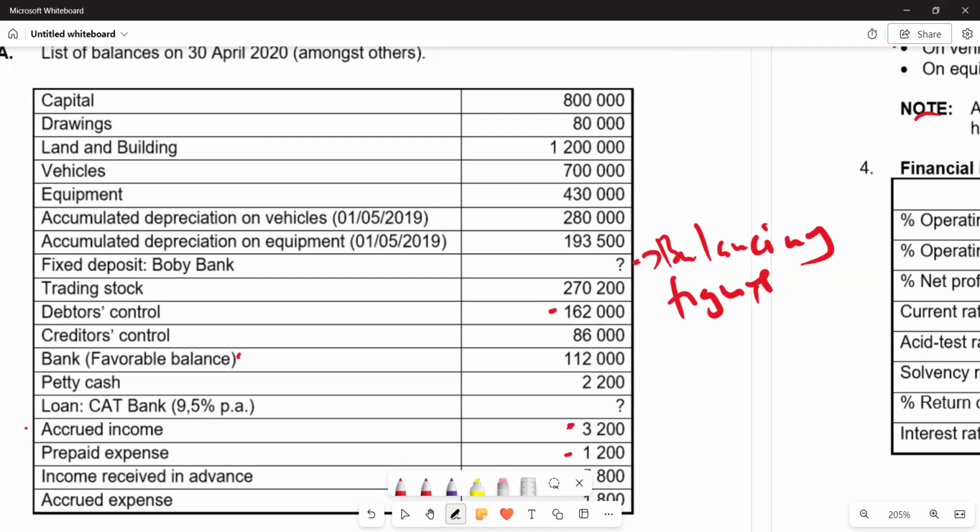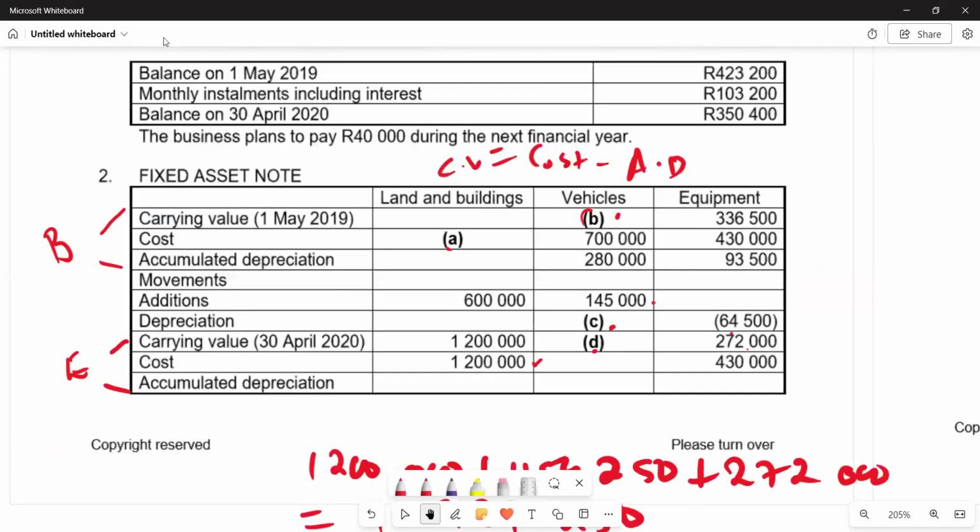So we are going to say our bank, which is left, 112,000, and then we've got petty cash again, 2,200. So we check if we have got cash flow again, and we see that we do not have it. So we can just add the 104,000 plus 2,200 to get the total. So we come here.